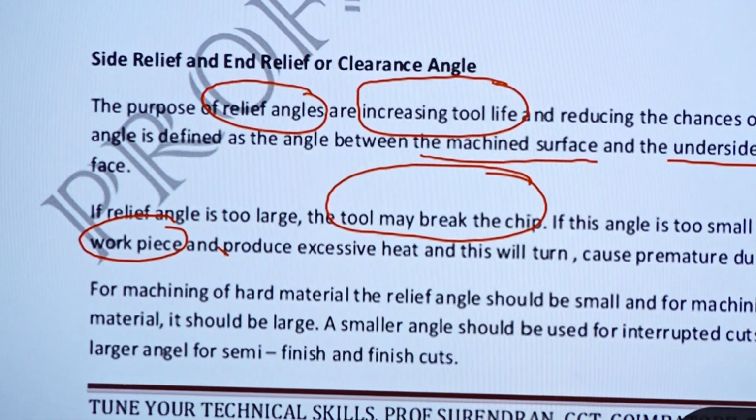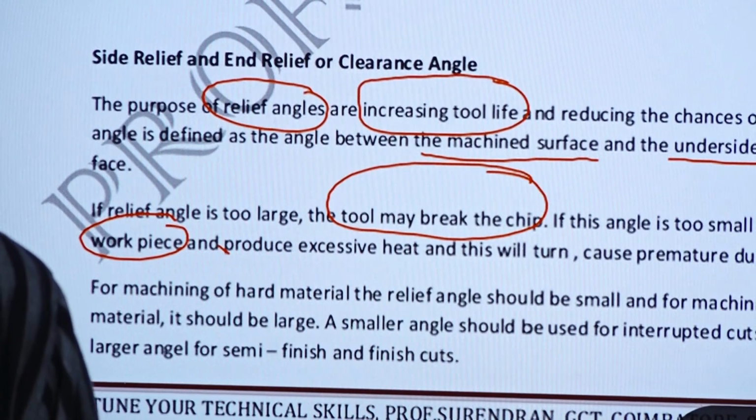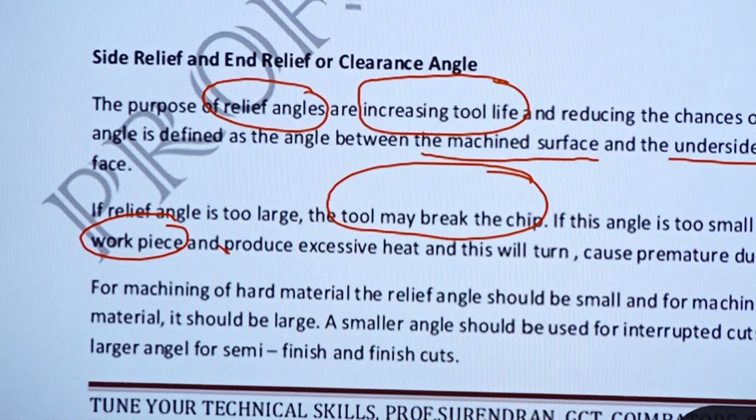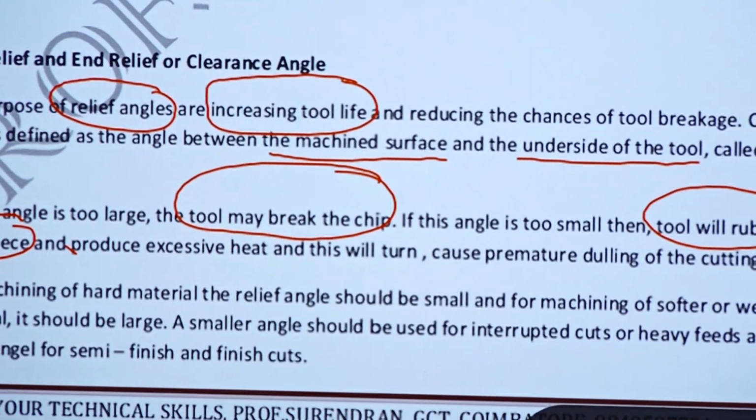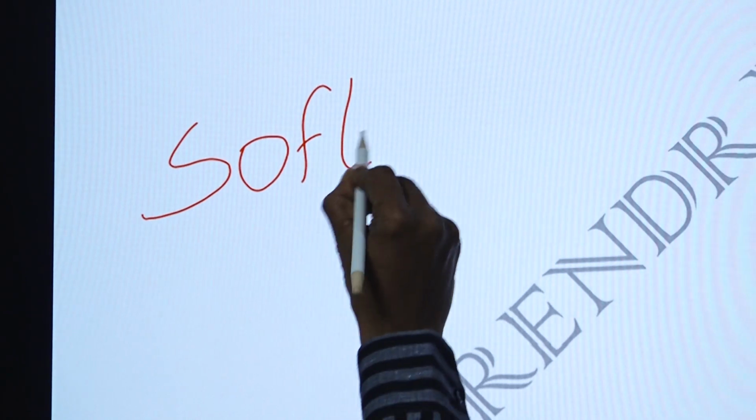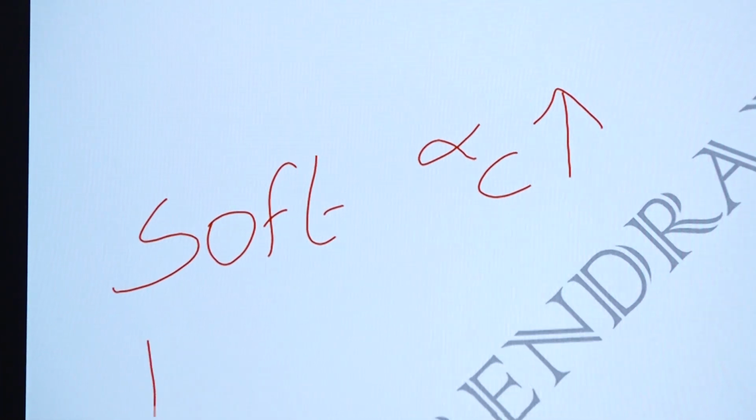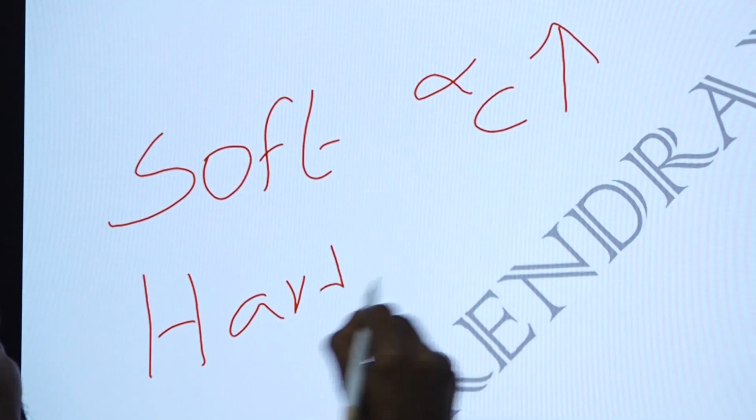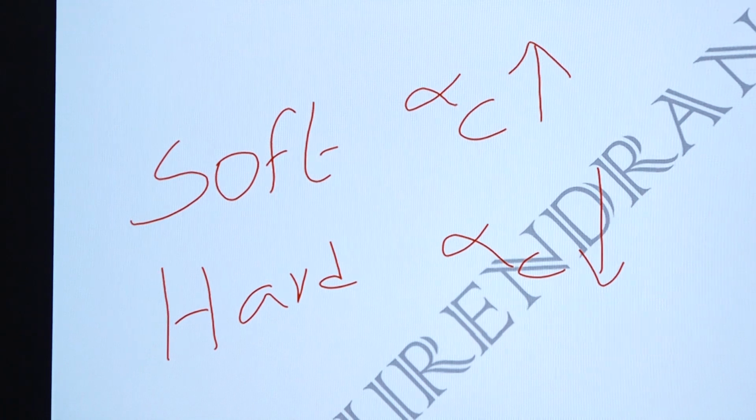For machining hard material, the relief angle should be small. For machining softer material, the relief angle should be large. So for soft material, the relief or clearance angle alpha will be large. For hard material it is vice versa. So hard it will be less, soft it will be large.